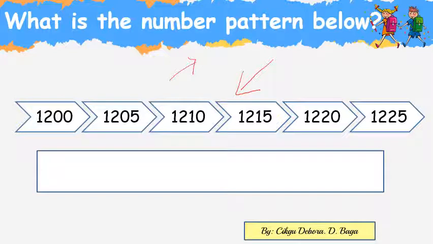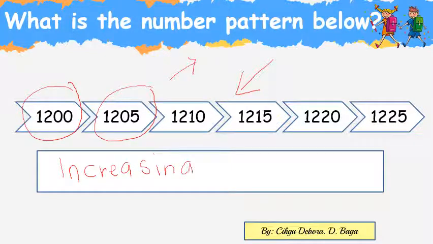So, we can see from this example here, look at the first number. The first number is 1200 and the next number is 1205. So as we can see here, the number is getting bigger. That means the number pattern here is increasing.